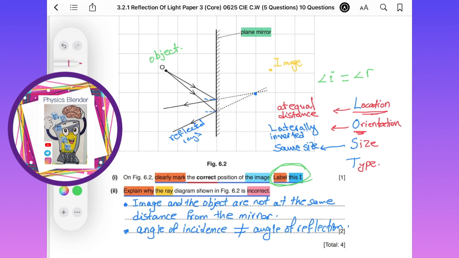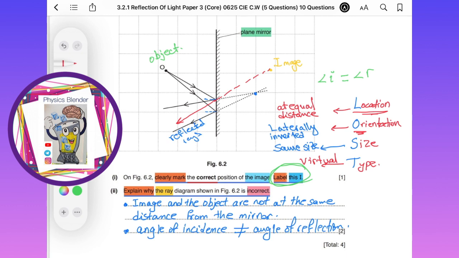Okay, type, it's virtual. What do you mean by virtual? Formed by extension of rays and cannot be received on a screen. So if we have any reflected rays, they should be extended. So the correct reflected ray here, for example, will be like this. So its extension will lead you to the position of the image.